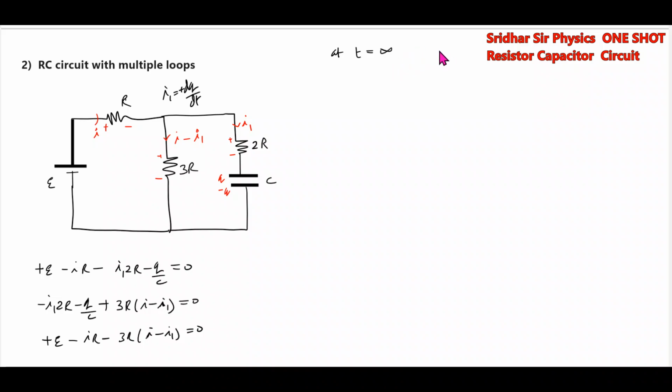At t equal to infinity, what is the capacitor? The capacitor will behave like an open circuit. The terminals are called AB. The total current will flow only through this branch. We'll calculate VAB. So first, I is equal to how much? I equals E by 4R.